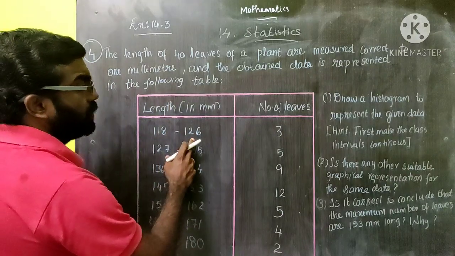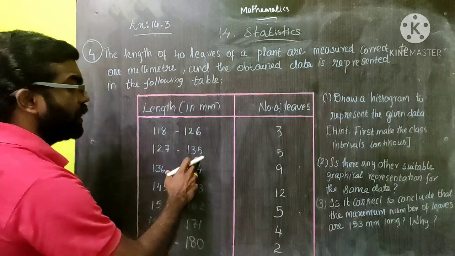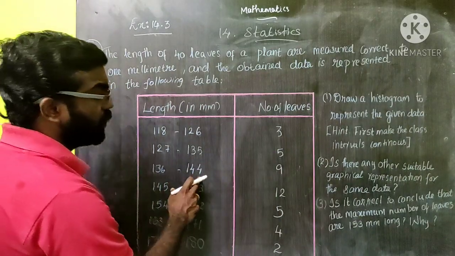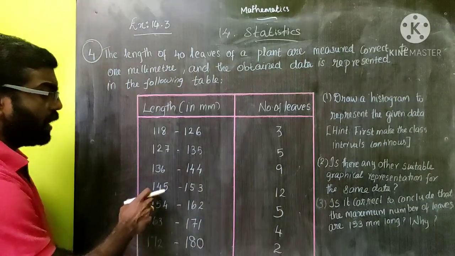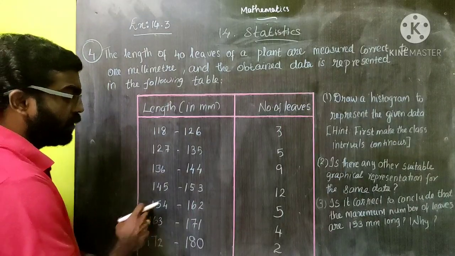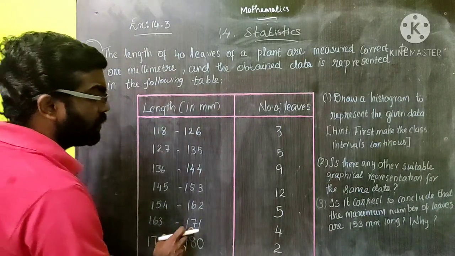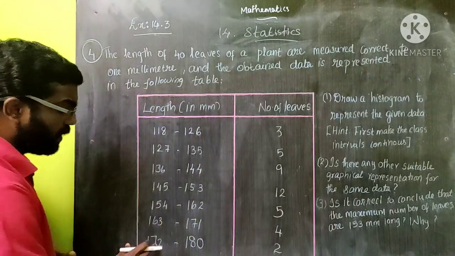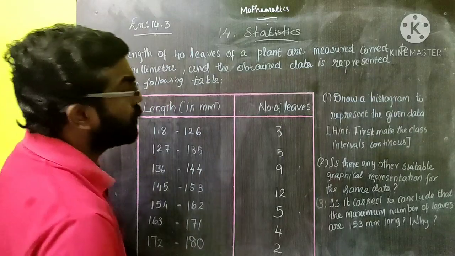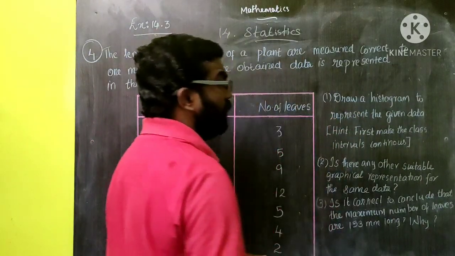118 to 126, number of leaves 3. 127 to 135, 5. 136 to 144, 9. 145 to 153, 12. 154 to 162, 5. 163 to 171, 4. And finally 172 to 180. First sub question is, draw a histogram to represent the given data.